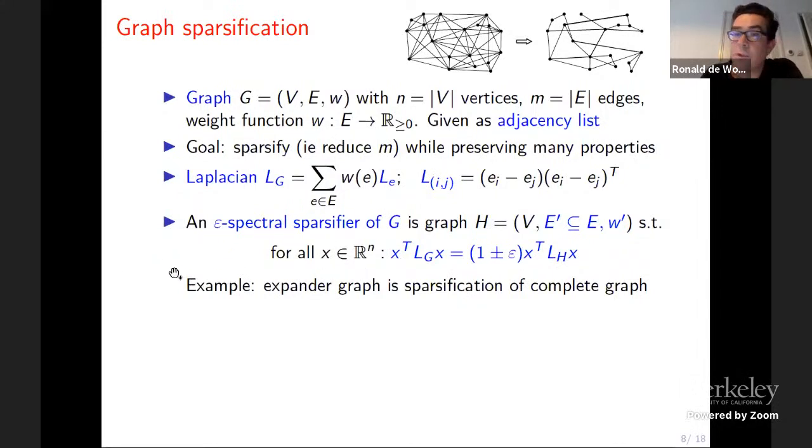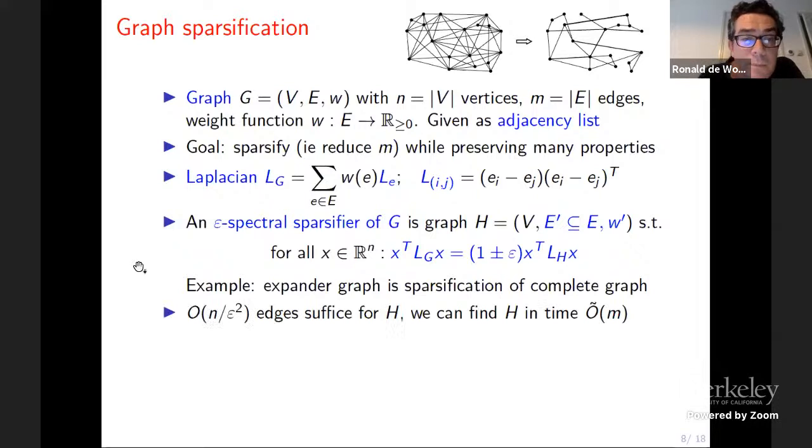Now, why do we care about preserving these quadratic forms? Sorry, let me first say that sparsification is actually possible and efficient. For every given graph G, you can always cut down the number of edges to be linear in n, the number of vertices. For concreteness, just think of epsilon here as a small constant, something like 1 over 100 or 1 over 1,000. Then you go from m edges to order n edges. And that's as small as it gets, because if you had fewer than n edges, your graph becomes disconnected. And the good thing is we can also find such a sparsification in near linear time. So it exists, and you can find it very efficiently.